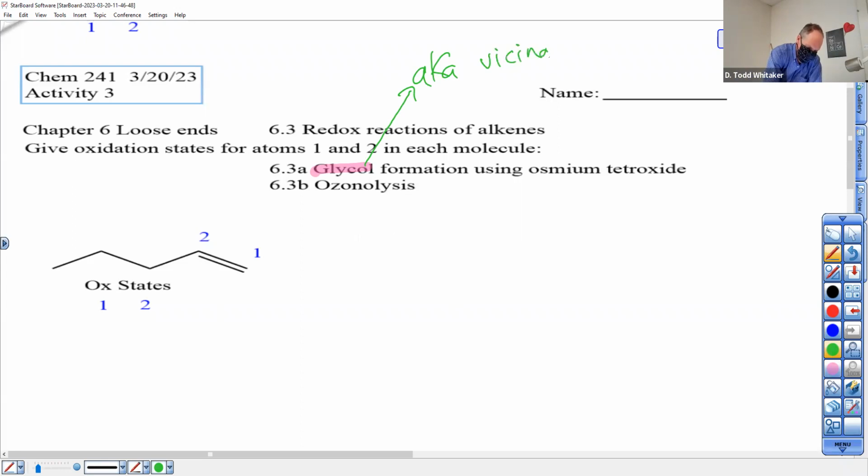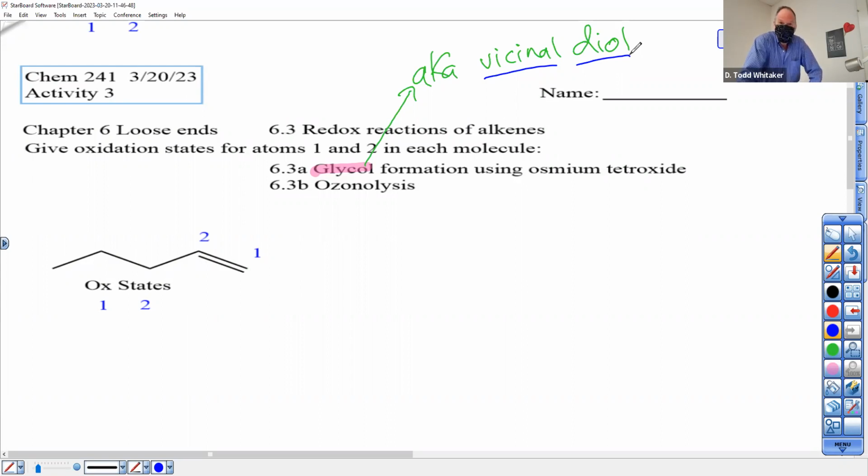Vicinal diol. Vicinal is a word that we're supposed to know already. I know some of you haven't reviewed it yet, but it just means on adjacent carbons. Diol is pretty self-explanatory, right? What functional group are we talking about, and how many? 2 alcohols on adjacent carbons.